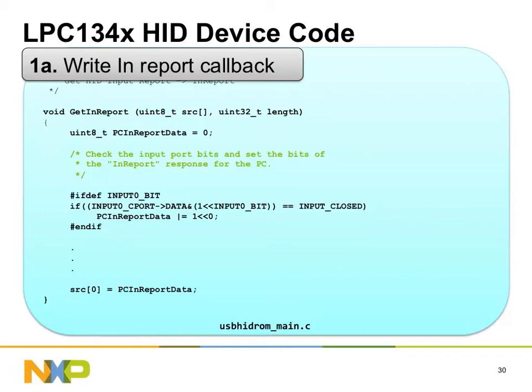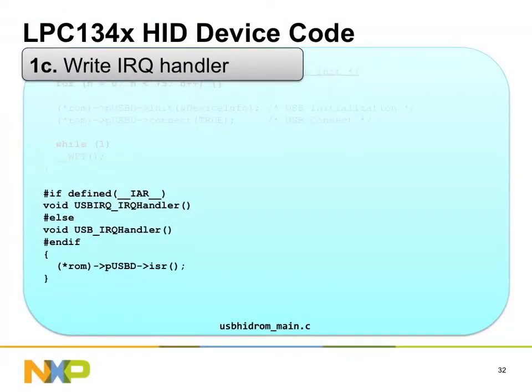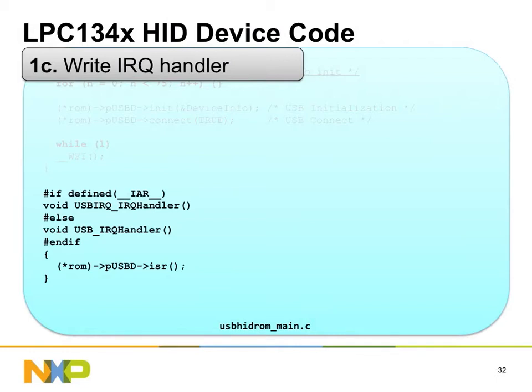So the first thing you do is you write your in-report callback function, and then you write the out report callback function. The demo code's right there, so it's easy to do. And you write an IRQ handler. Notice that this right here is a pointer into the ROM that contains all those functions. And then there's a structure there, and then the offset is, in this case, the interrupt service handler.